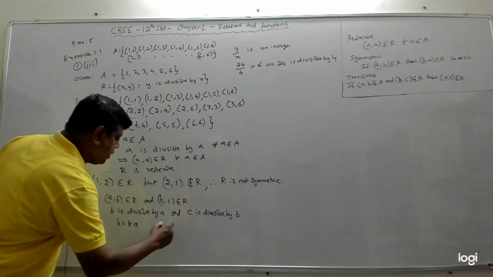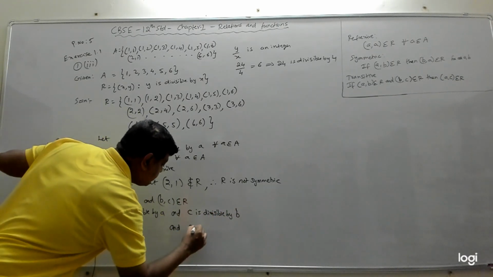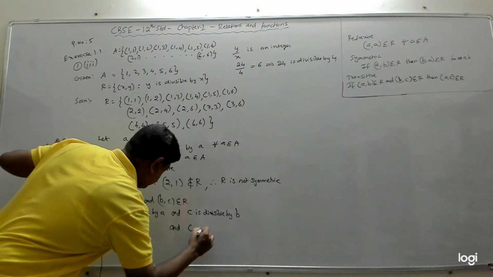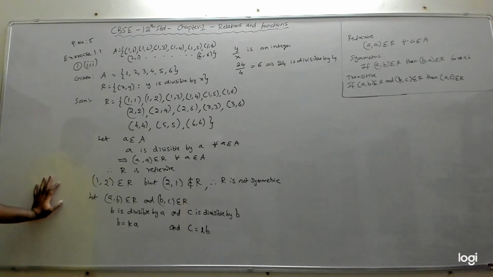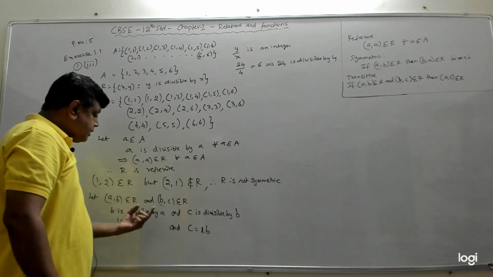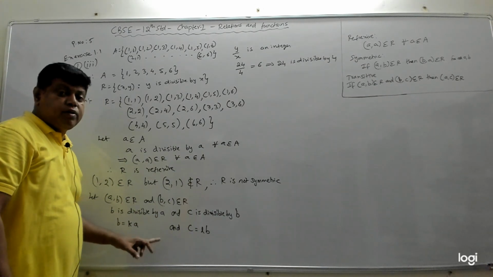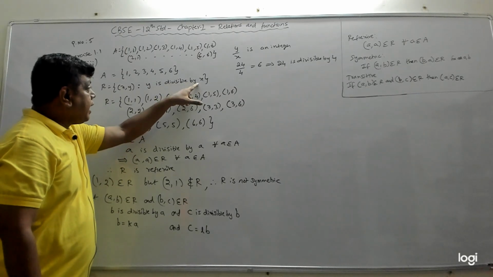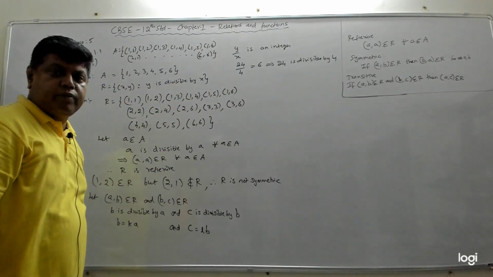Similarly, C is divisible by B means C can be written as some L times B. Now what should we prove? We should prove that C is divisible by A. If C is divisible by A, then (A, C) will be in R. Then our proof for transitivity will end.